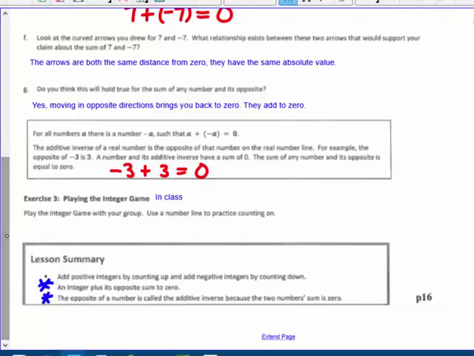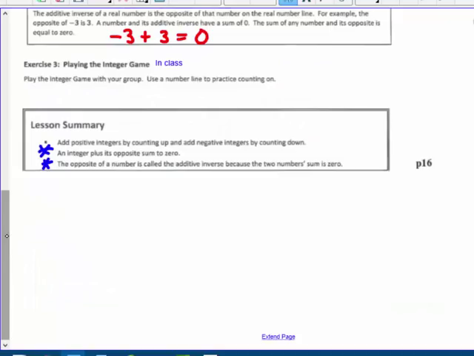In class, we're going to play with the integer cards. So it says practice playing this with your partner or your group. We'll do that in class.